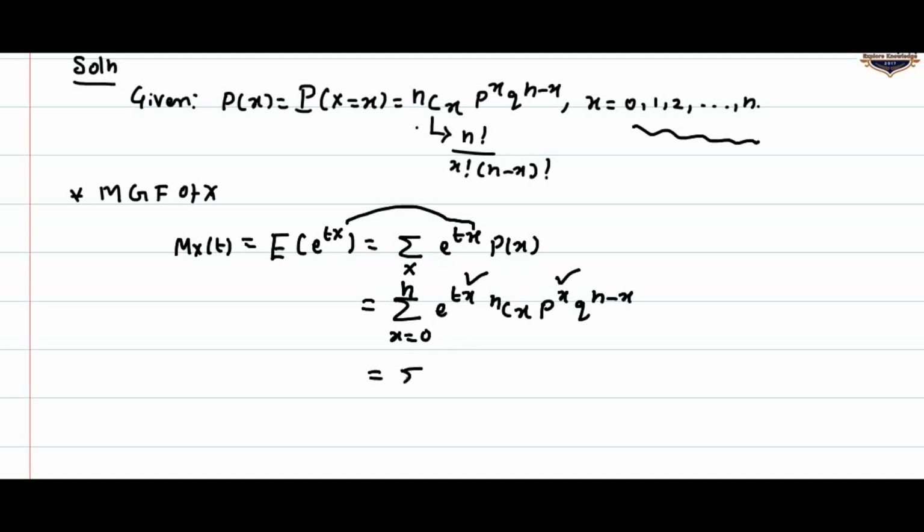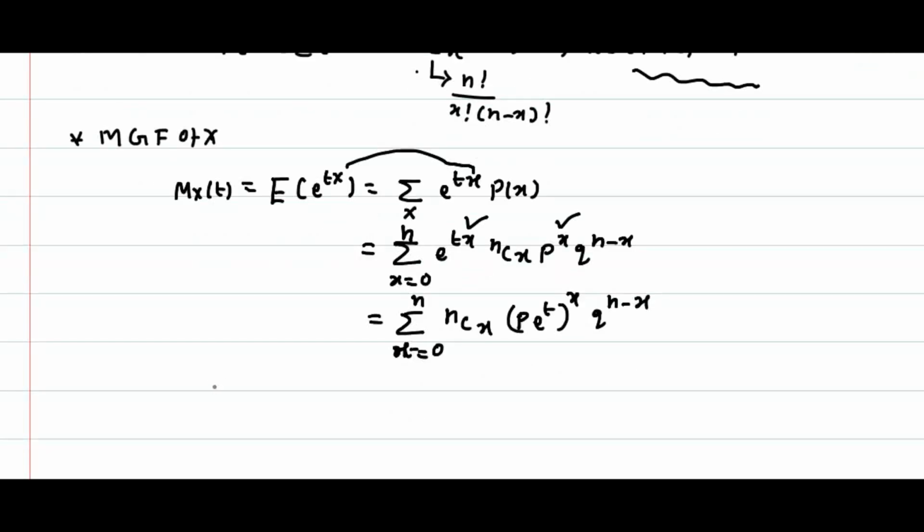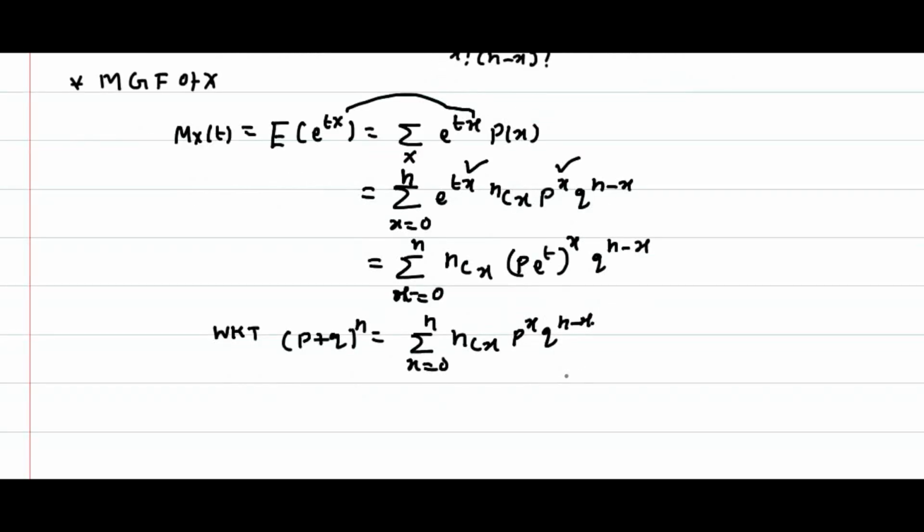The above step is the summation from x equal to 0 to n of nCx, and we can write the term as (p e^t) to the power x into q^(n-x). If you multiply p^x by e^(tx), that is nothing but (p e^t)^x. We know that (p+q)^n equals the summation from x equal to 0 to n of nCx p^x q^(n-x). So this is nothing but the binomial expansion.